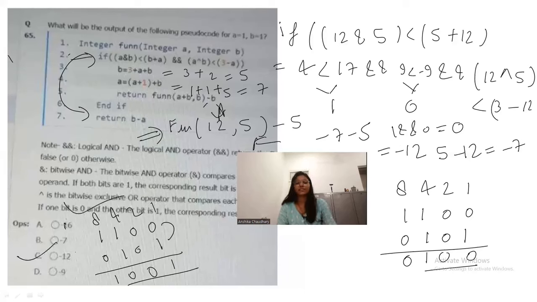Option number C will be the correct answer for this question. I hope it makes sense. I hope it is clear to you. So let's move on to the next question now.